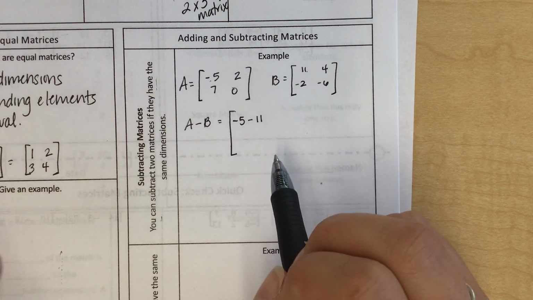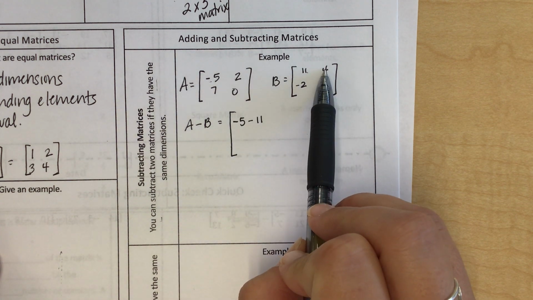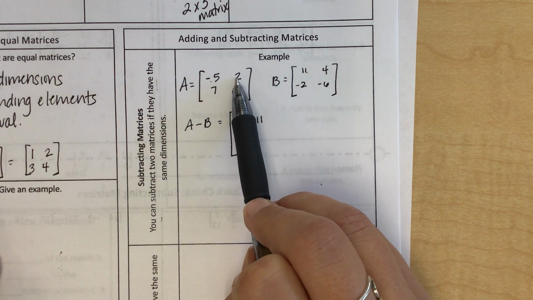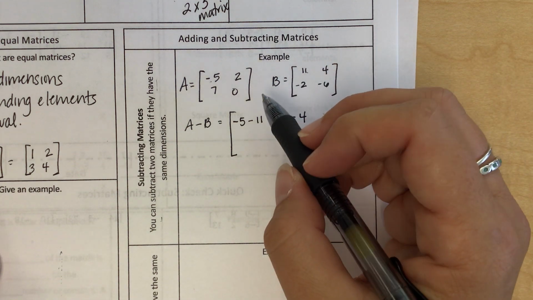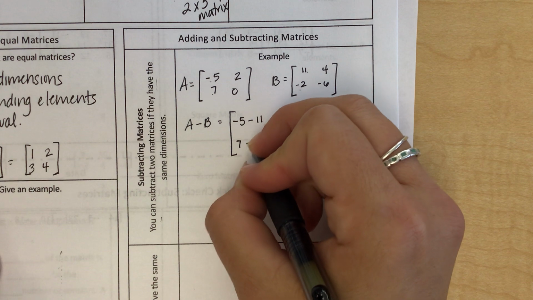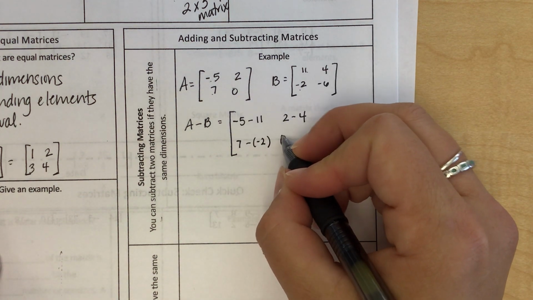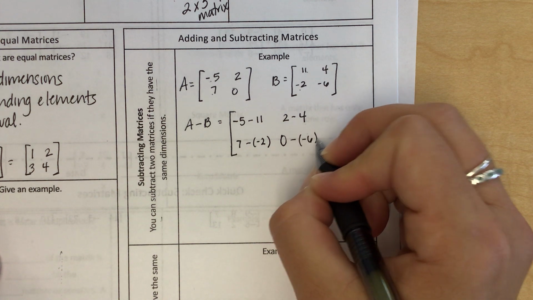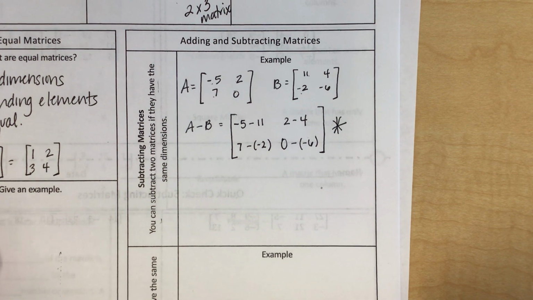So when I say that you're subtracting corresponding elements, it means the numbers are in the same location. That's what you're subtracting. So here would be 2 minus 4. And then here we're going to have 7 minus -2. And here we have 0 minus -6. Again, this step that I'm starring, you don't have to show all the time. I'm just trying to show you what you're doing in your head.